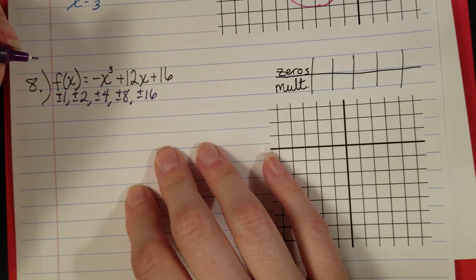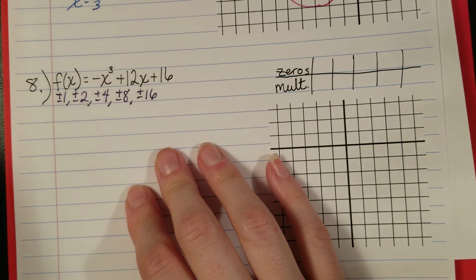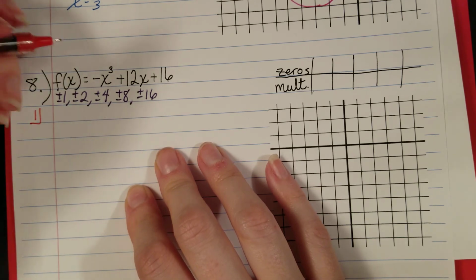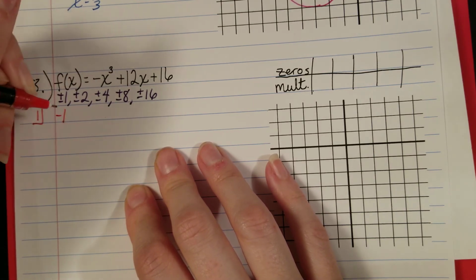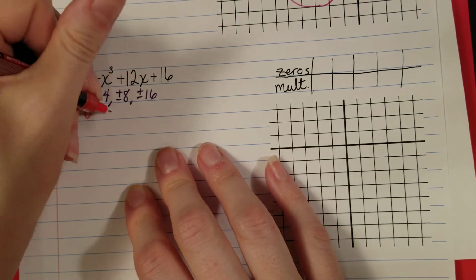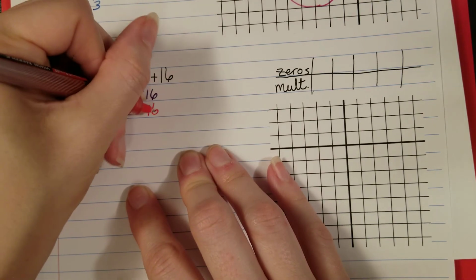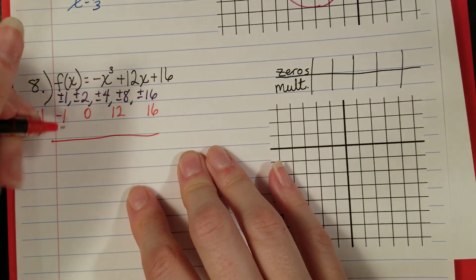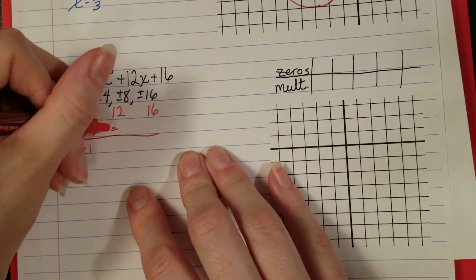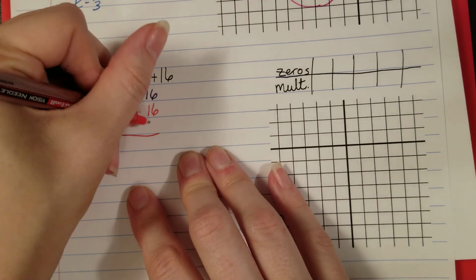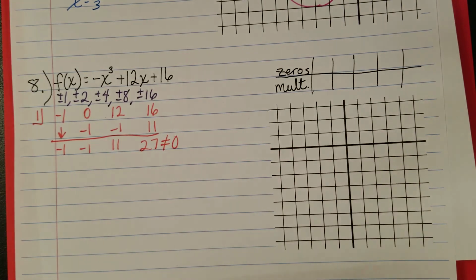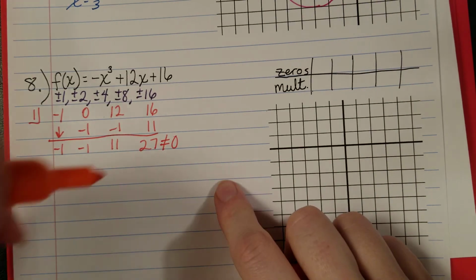Okay, so let's go ahead and put 1 in the box. And then my coefficients: I've got -1, and then I'm going to have to put a 0 because I don't have the x squared term, then 12, then 16. So -1, -1, -1, -1, 11, 11, 27. So 27 does not equal 0, therefore 1 is not a 0.